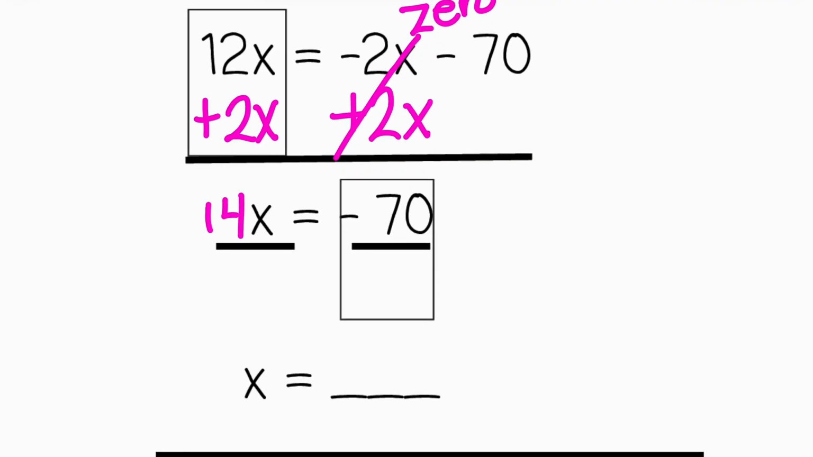All right, I always go from left to right, so I start with my box. 12x plus 2x is 14x equals, now you have to be careful right here. I see a 70 that needs to come down, but there is a minus in front of it. So I need to bring it down as negative 70. And then for your last step, since we have 14x, when they're side by side, you need to divide. So you'll divide by 14. 14 divided by 14 is 1x, which is just x. And negative 70 divided by 14 is negative 5.